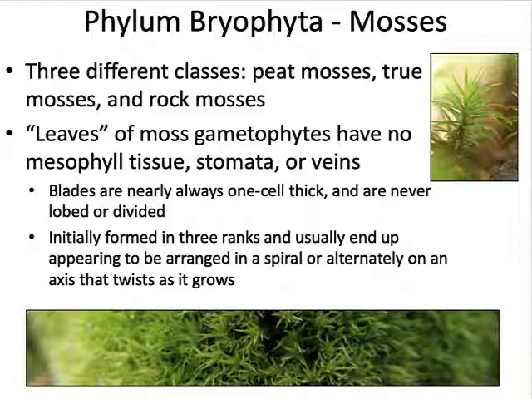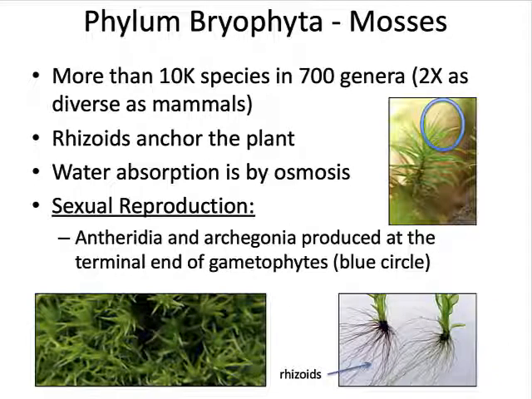The moss stoma is unique because it only has 1 guard cell. There are more than 10,000 species of moss in over 700 genera. So while we might not think much of moss, they are actually 2 times as diverse as the mammals. Now, they don't have any real roots, so they have rhizoids that anchor the plant, and water absorption is done by osmosis, since there's no roots with root hairs, as we have learned previously.